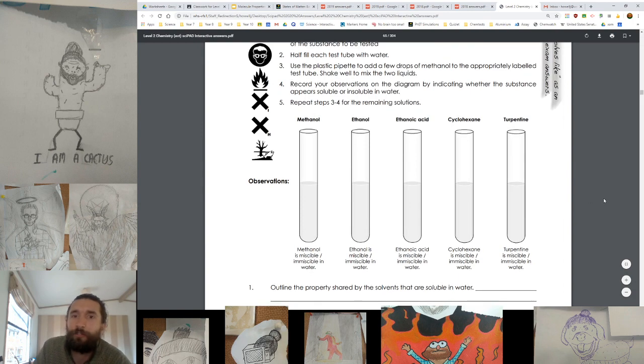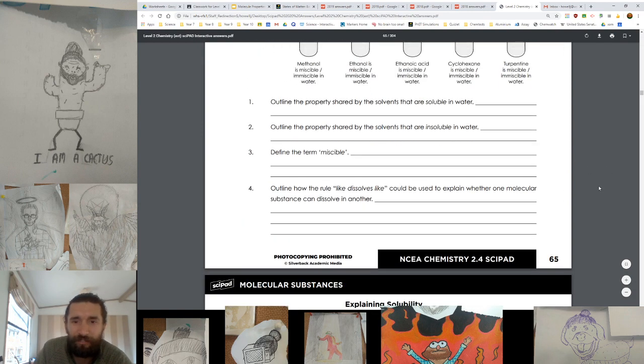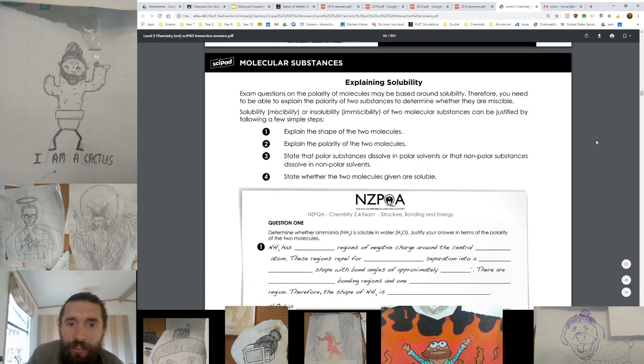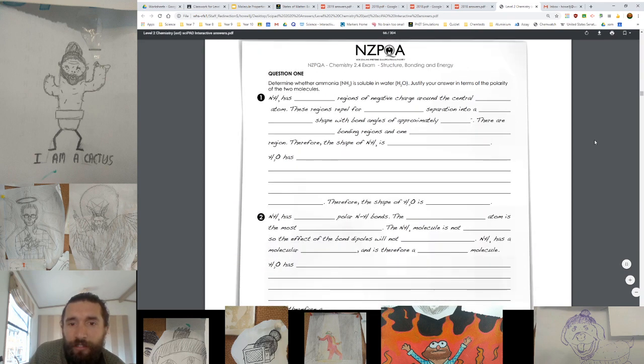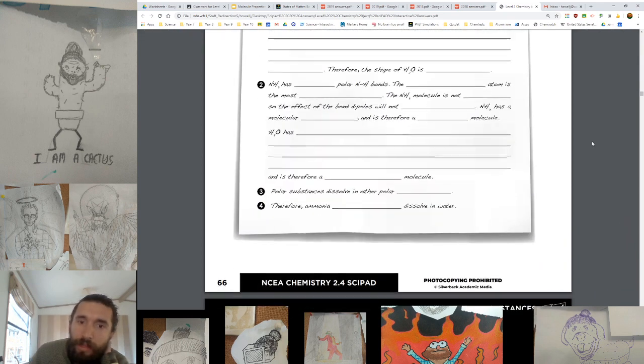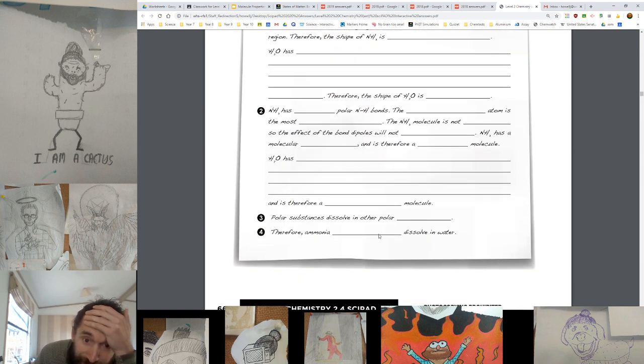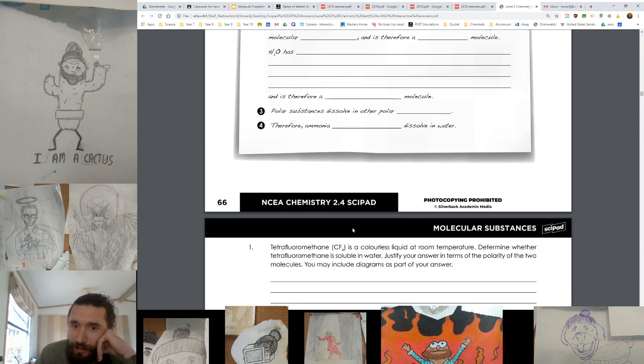Here's another one about dissolving stuff. We're not going to worry about the actual experiment. But for explaining solubility, you can use this little recipe here. It's basically the same as the one for polarity. You just go through and explain the polarity, and then right at the end you say polar substances dissolve in other polar substances, therefore ammonia does dissolve in water.